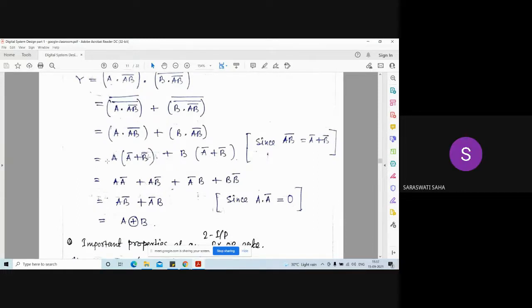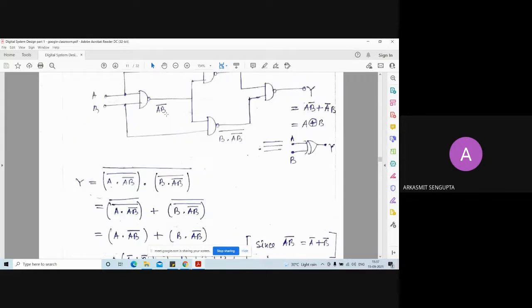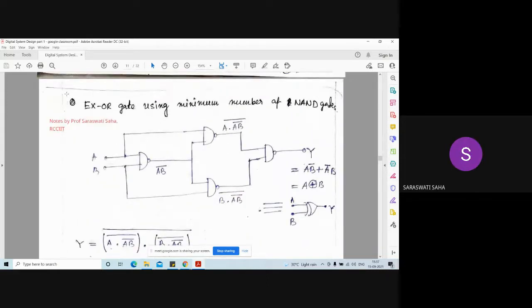Because XOR gates can perform various functions: for designing adder circuits, for designing subtractor circuits, for designing inequality detector or equality detector. Or as a buffer, as an inverter, you can use a two input XOR gate. That's why XOR gate is important.